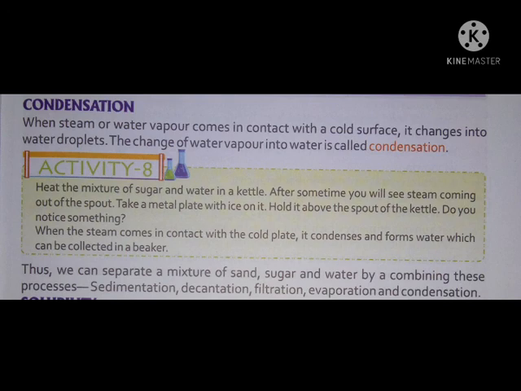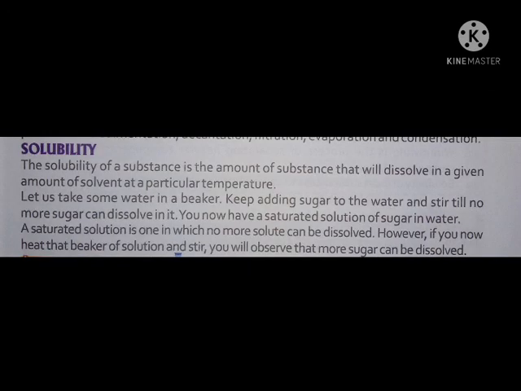Now see solubility. The solubility of a substance is the amount of substance that will dissolve in a given amount of solvent at a particular temperature. Underline this sentence. What is solubility? Solubility of a substance is the amount of substance that will dissolve in a given amount of solvent at a particular temperature.